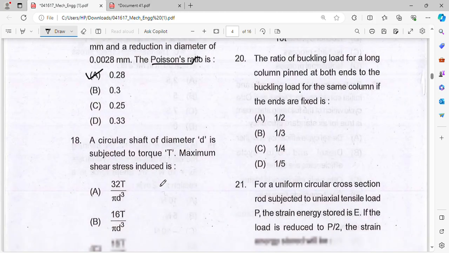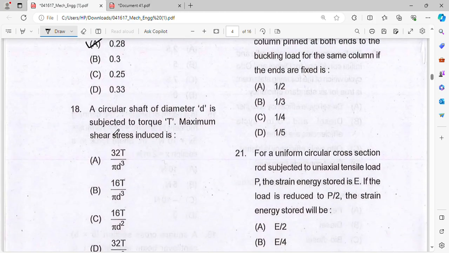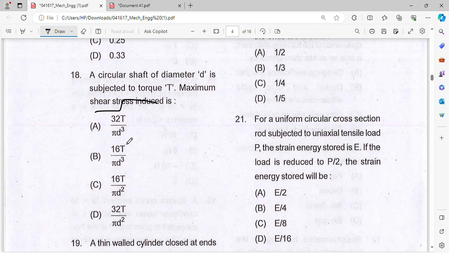In the next question, number 18: a circular shaft of diameter d is subjected to torque T. What is the maximum shear stress induced in the shaft? The options are: option A, 32T by pi d square; option B, 16T by pi d cube; option C, 16T by pi d square; option D, 32T by pi d square.